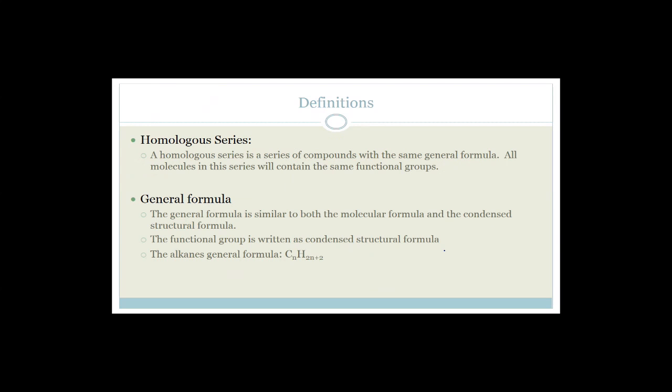Okay, so before we carry on, we need to know some definitions. A homologous series, and you need to know this definition, NB, it's very important. A homologous series is a series of compounds with the same general formula. All the molecules in the series will contain the same functional groups. So you guys need to learn this definition. There are a couple of other definitions. Again, I'm going to say to you that if you find the exam guidelines, I would strongly urge you to highlight all the definitions in the exam guidelines and then study them, because those are the definitions they really want you to know, because there are, I must admit, a couple of definitions for each of the different things.